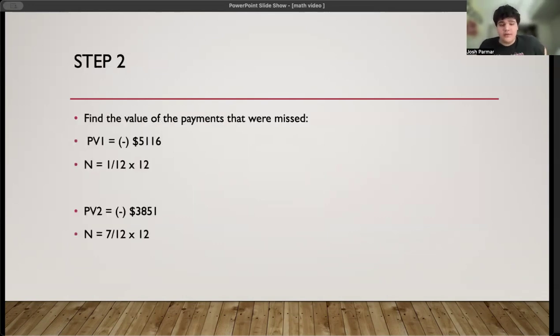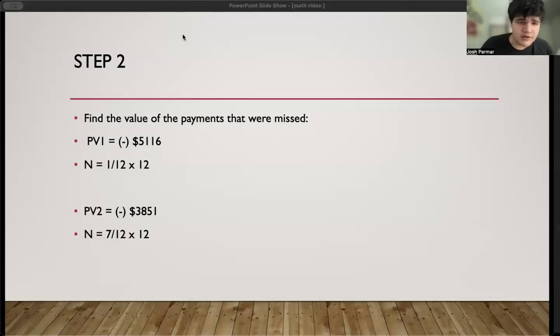All right. So now we're going to be trying to find the value of these missed payments. I've already written down some things here. PV1, present value one, being the $5,116, payment B that was missed. And then our N being the number of times it has been compounded or it will be compounded. So we're going to take this over to the calculator here and try to figure out our value.